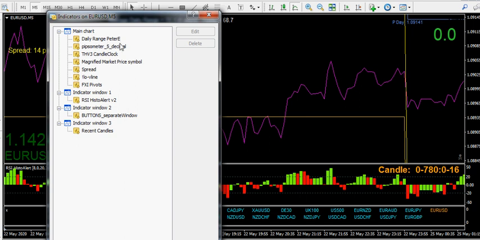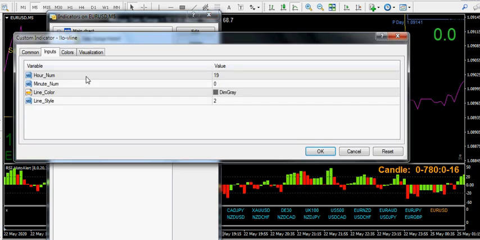So the ADR I could have taken off for this video. Pips, we don't need that either. Candle clock, we can't use it today. Market price, useful to know what currency we're on. Spread, useless. And the vertical line, I've set that to 5 o'clock in the afternoon because that's sort of end of day, so it'll be set to 1900 there.